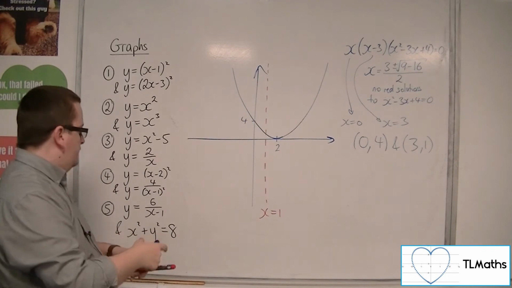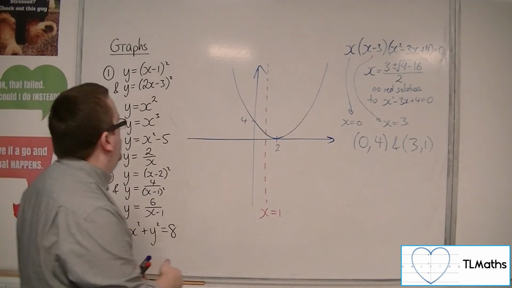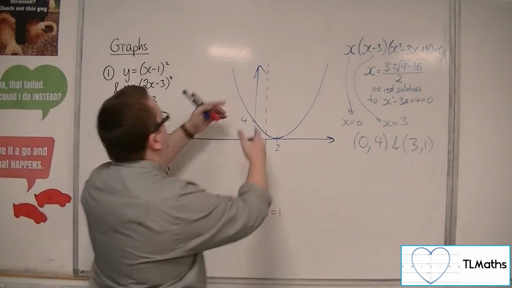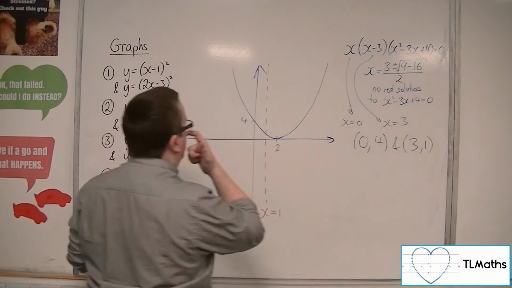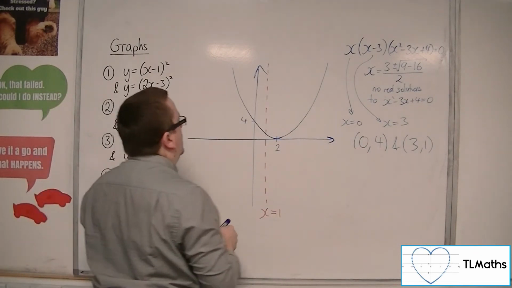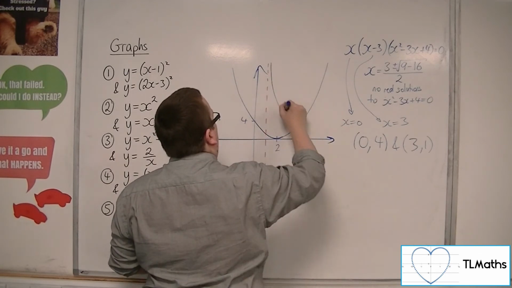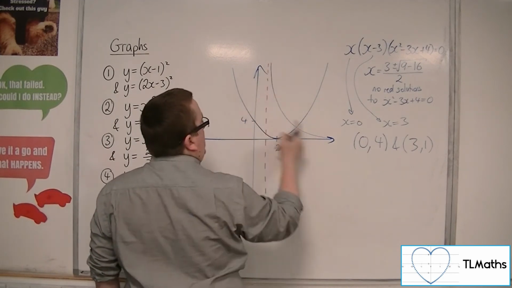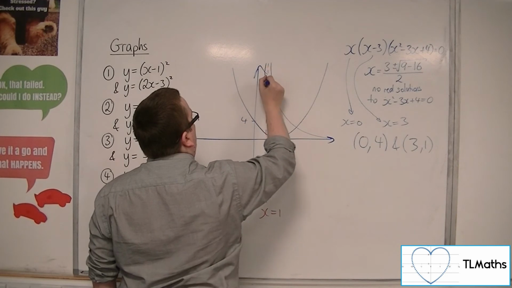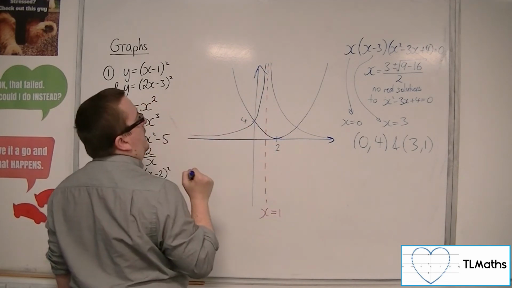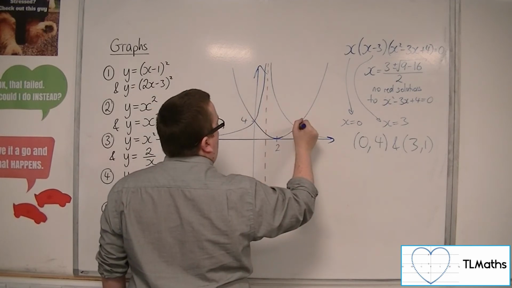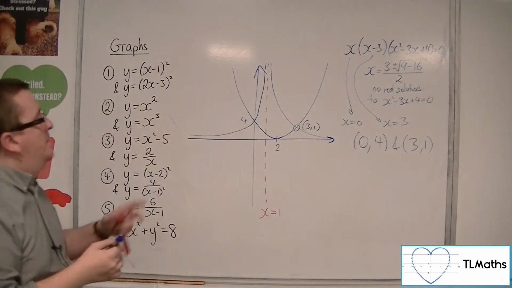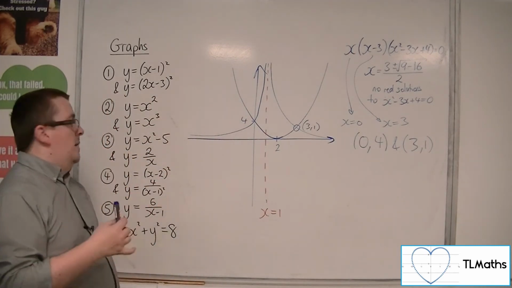Okay. Now it should then look something like this. Okay, so something like that going through. And because we know it's going through 0, 4, it must look like that. So 0, 4, and this point must be 3, 1. Okay, and that is a picture of what's going on for number 4.